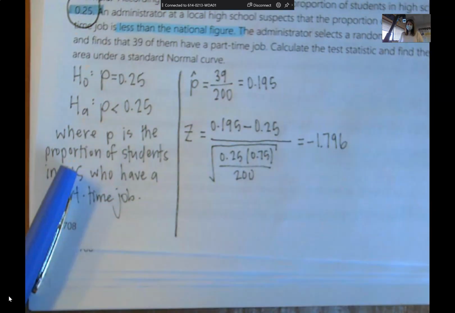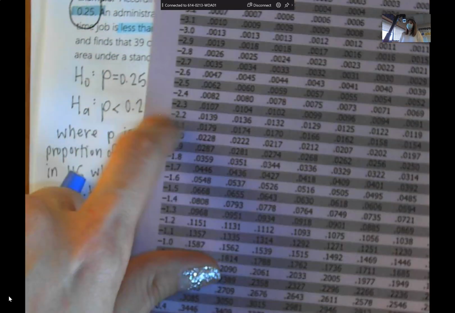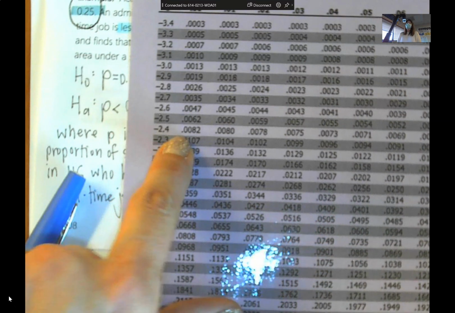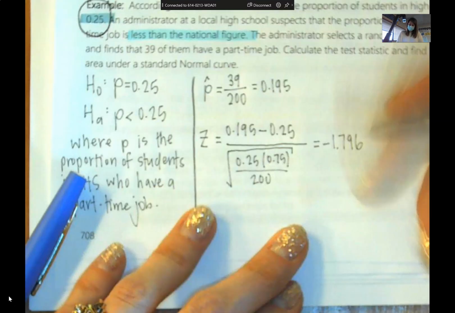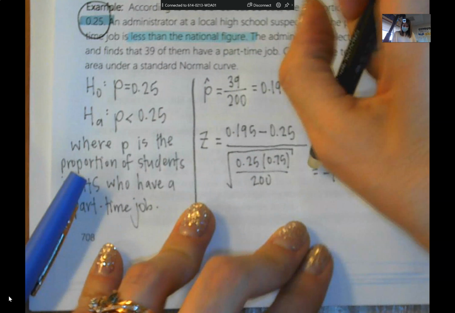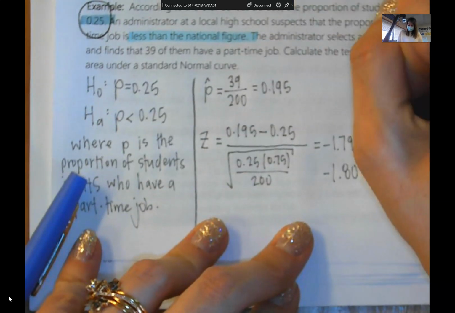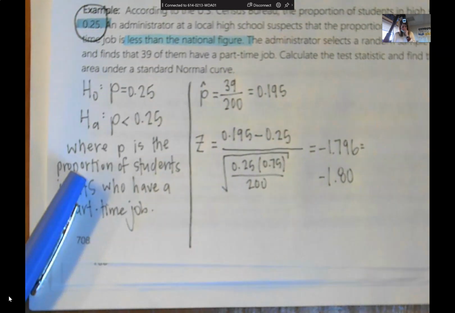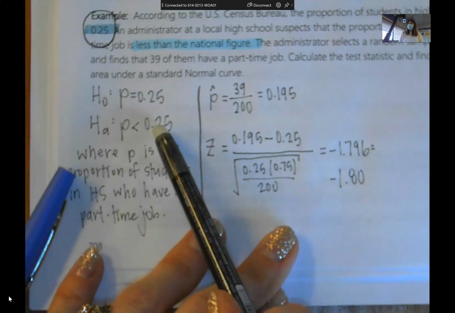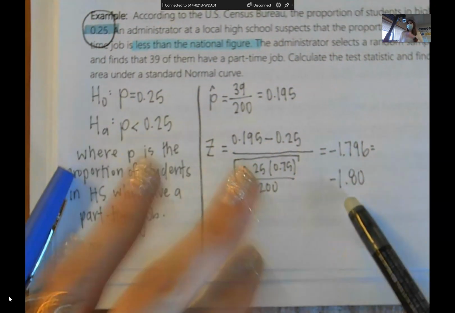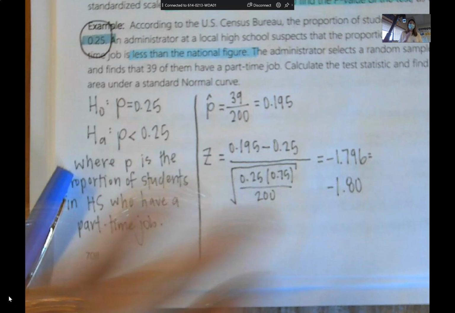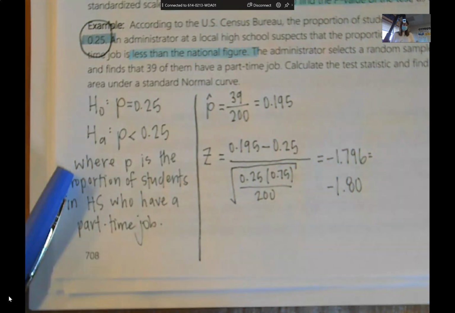Well, if I just take a quick glance at my Z table, it reminds me that I only need 2 places after the decimal. So I'm going to round this to negative 1.80. So that's the Z that I'm actually going to use. What this means is our sample value is 1.8 standard deviations below the national figure. So that's kind of far away.